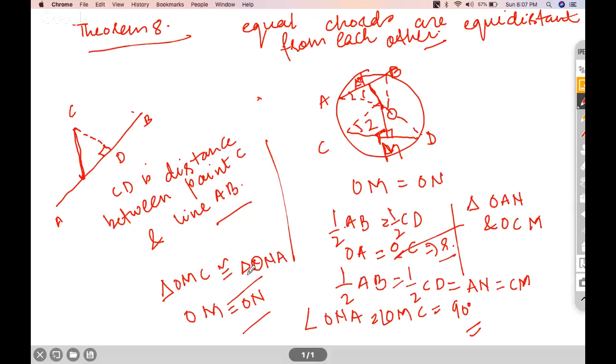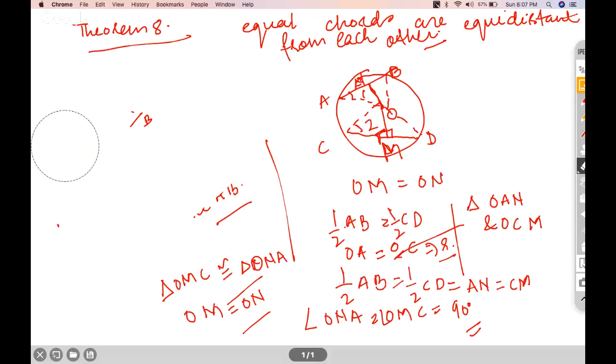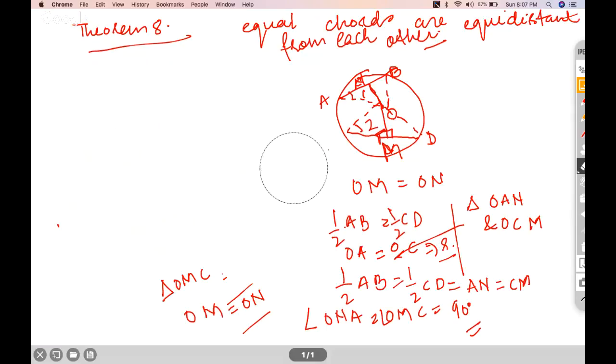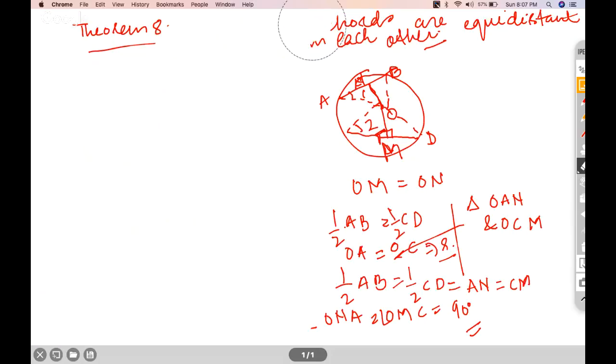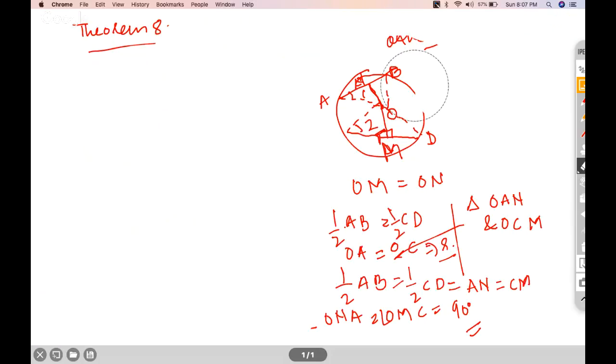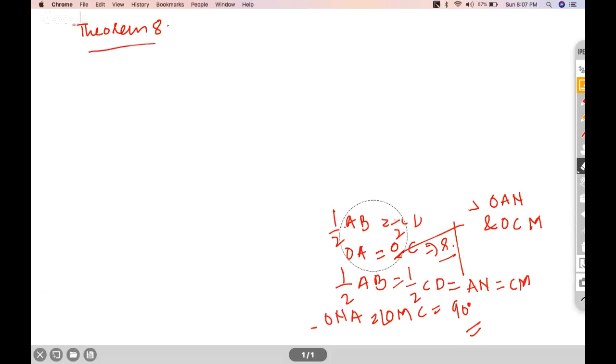So AB and CD are equidistant from O. Now the opposite of it says that chords which are equidistant from the center are equal. There are too many theorems in the beginning, there are 18 theorems, so it will take some time for me to finish off these theorems.